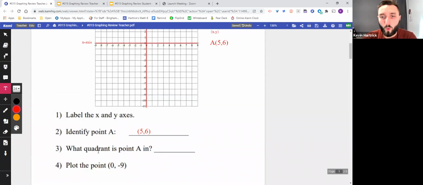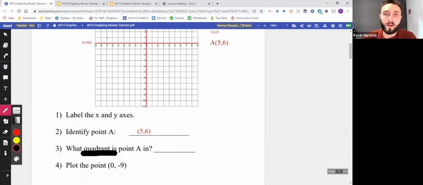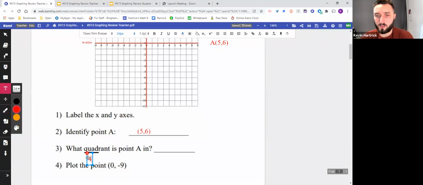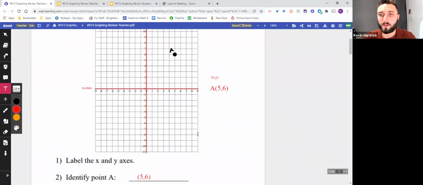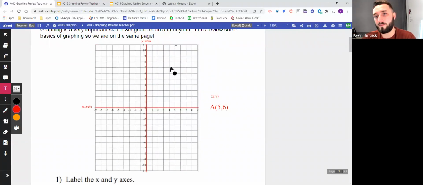Okay. What quadrant is point A? Quadrant. This is a vocab word we need to know. The part of the word quad means 4. So that should clue you into what we're talking about. We're talking about the 4 boxes or the 4 parts of the coordinate plane. So there's this quadrant, this quadrant, this quadrant, and this quadrant.